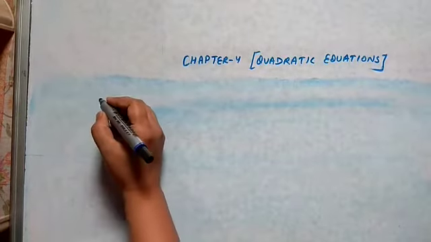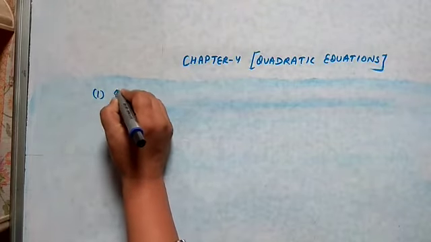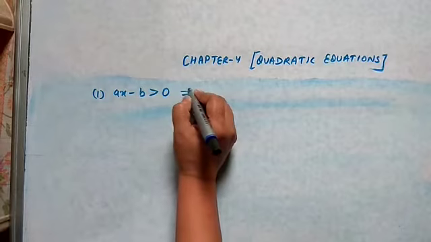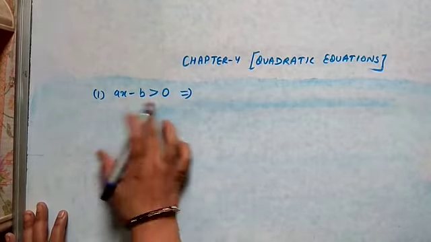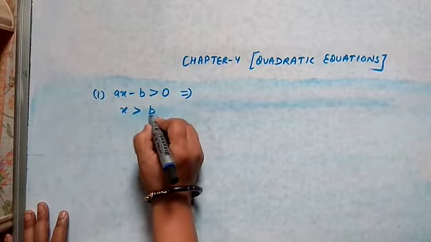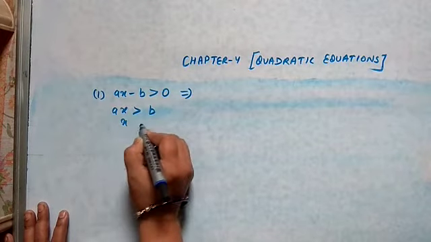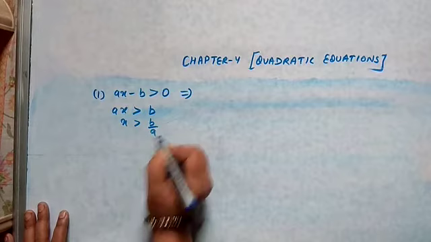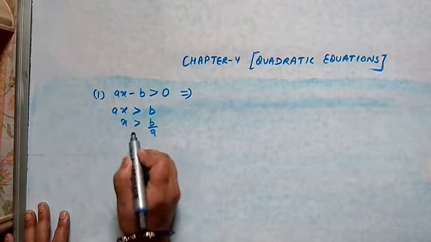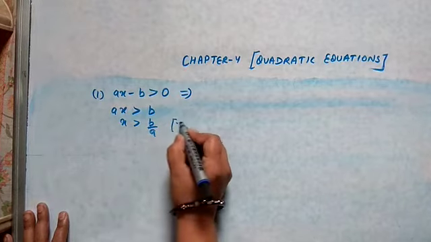Okay, suppose I have an equation ax minus b greater than 0. So now if I solve this, what will I get? x is greater than b by a. Since a is positive here, we will get x greater than b by a.